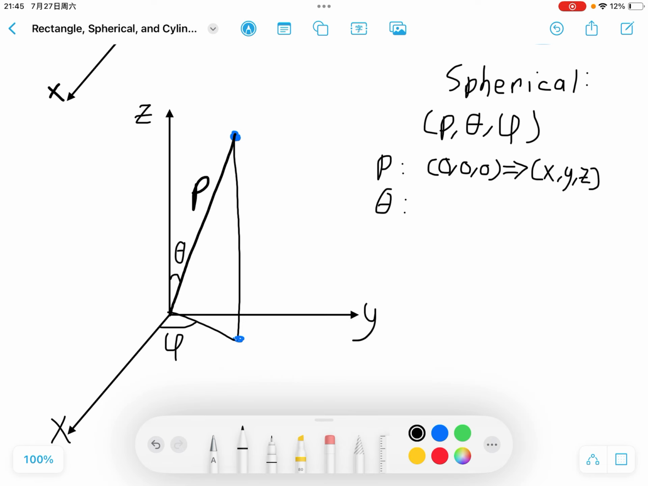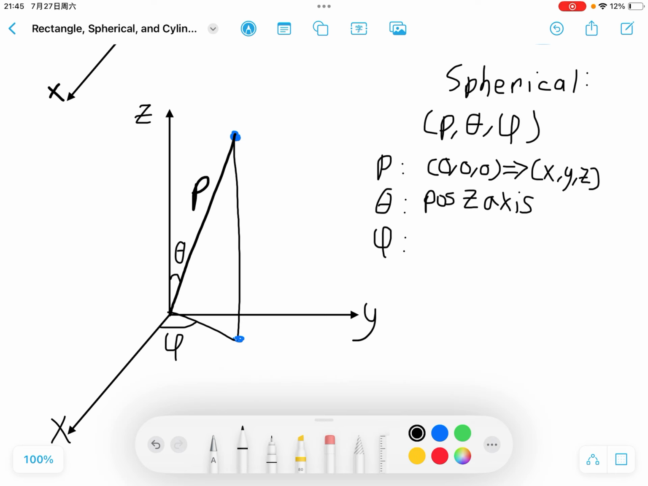And then I have theta. So what's theta? Theta is just my angle between the positive z-axis and my point. As you can see, here is my angle theta, and it basically indicates how far my point is from the positive z-axis.